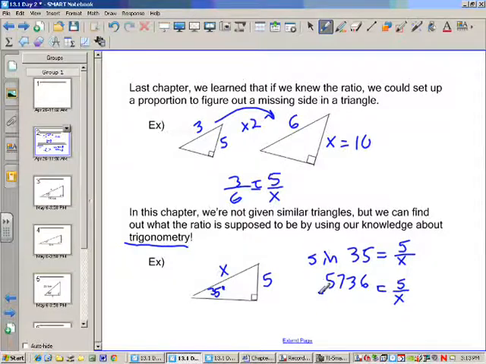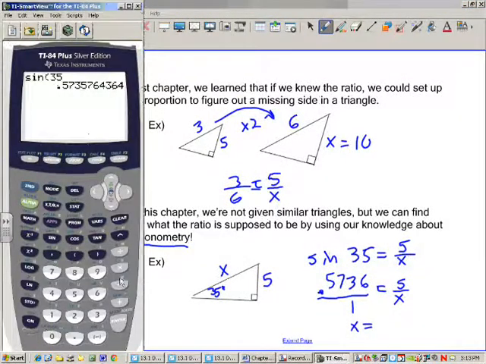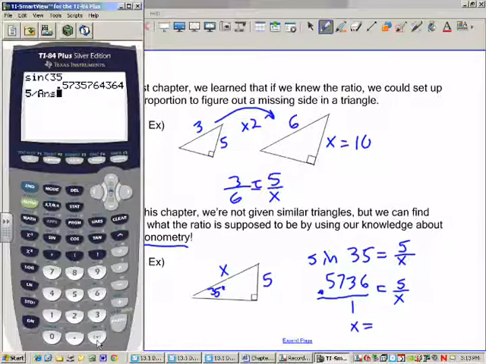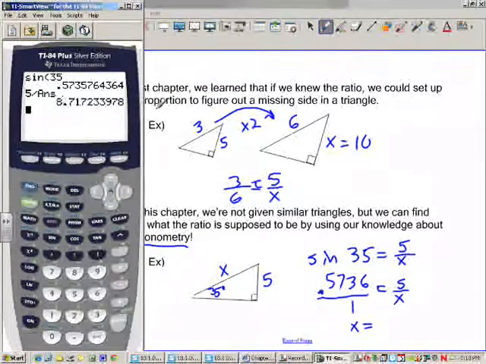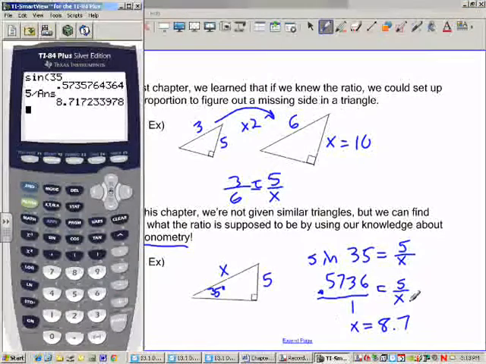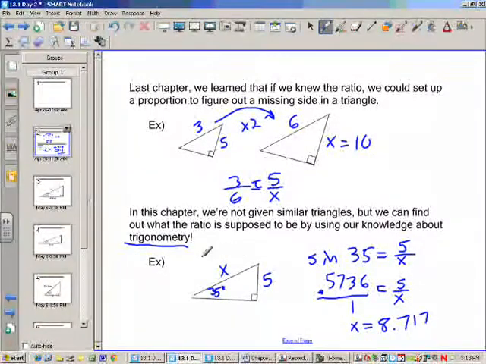So this left side, we could just put over 1, cross multiply, 5 times 1 divided by that. 5 times 1 is 5, 5 divided by this answer. Now, if I just want to put this answer in, I could just press second answer, which is this button down here. If I hit enter, that will be our value for x. So 8.717. So that's what my hypotenuse is.